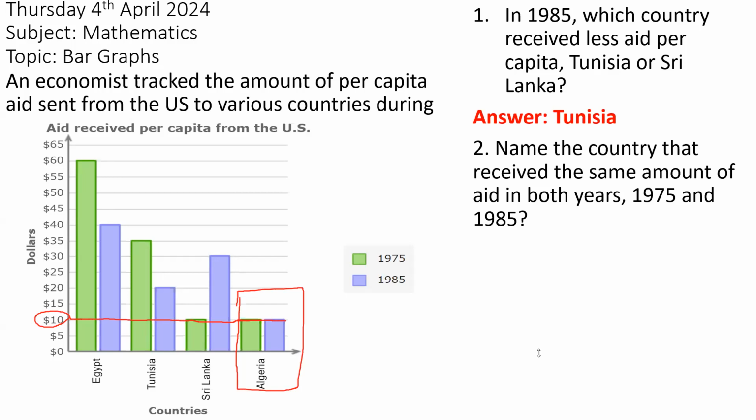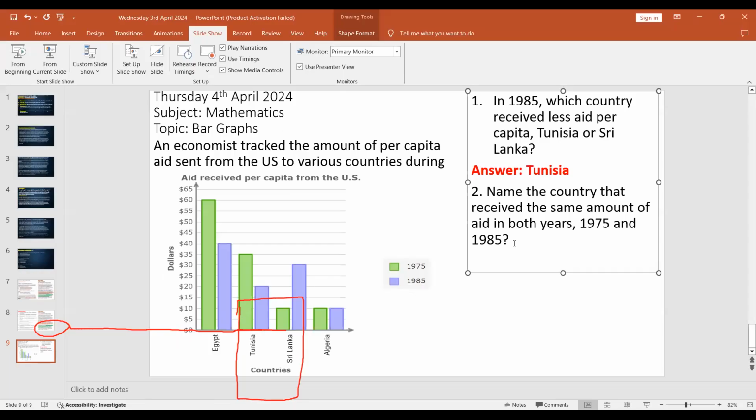Next question. So again, the country that received the same amount of aid in both years is going to be Algeria. So the answer here is Algeria. That's the name of the country that received the same amount of money in both years.